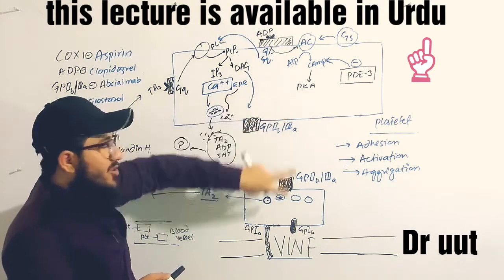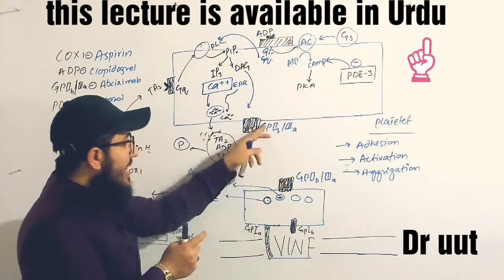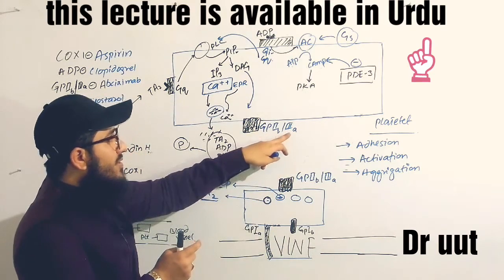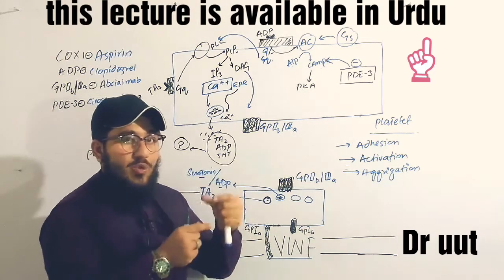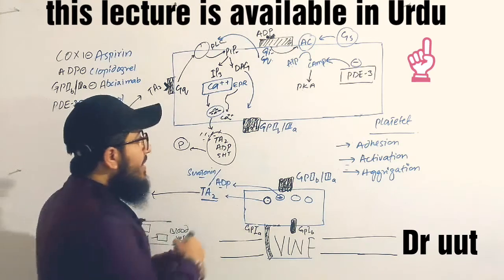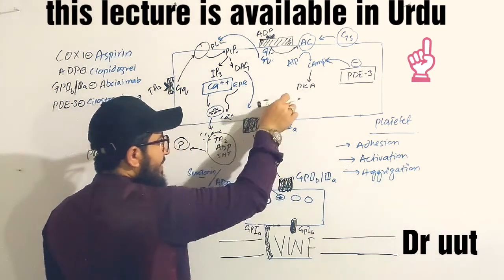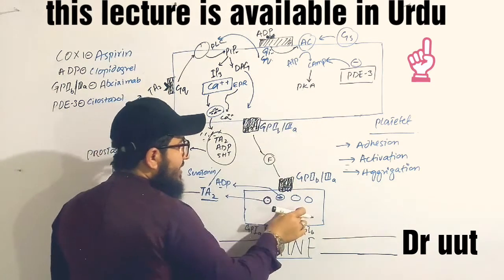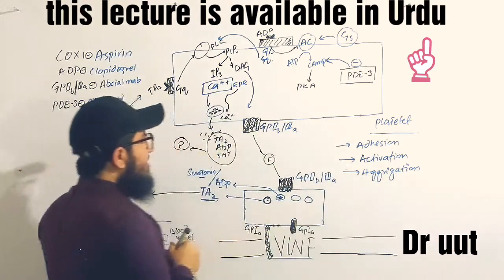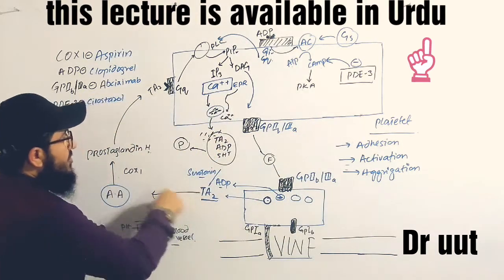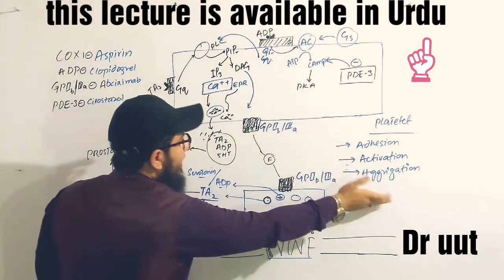So these two platelets are actually joined by these types of receptors, GP2B3A. These receptors join two platelets by means of fibrinogen. So one platelet will combine with another platelet by means of fibrinogen. Like this, it will cause the aggregation. So this is the way thromboxane A2 is activated and increases the aggregation.